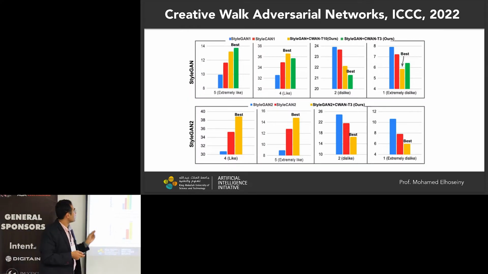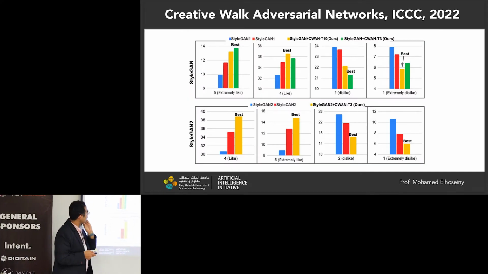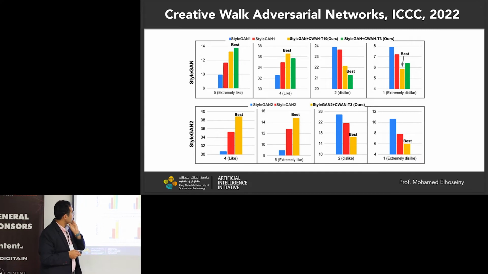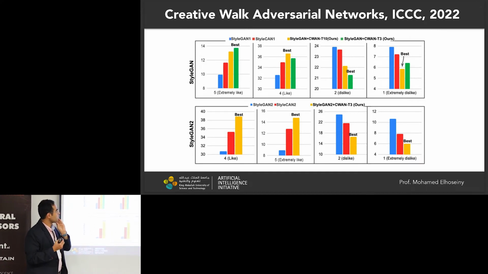So we did this on top of StyleGAN 1 and StyleGAN 2, because this loss is orthogonal to whatever architecture you choose, right? So we have StyleGAN 1, we have StyleCAN 1, which is the CAN loss that we described earlier, and the StyleQAN, which is the new model.